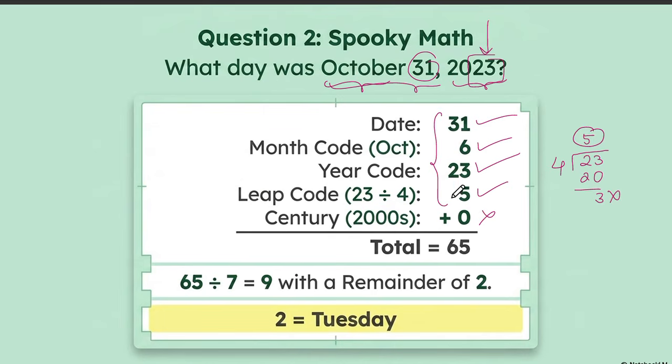If we add all these numbers, we get a total of 65. Now the final step, 65 divided by 7. When you divide 65 by 7, 7 nines are 63, so we get remainder 2. For remainder 2, what is our answer? For 0 it is Sunday, for 1 it is Monday, and for 2 the answer is Tuesday. So the correct answer for this question is Tuesday.